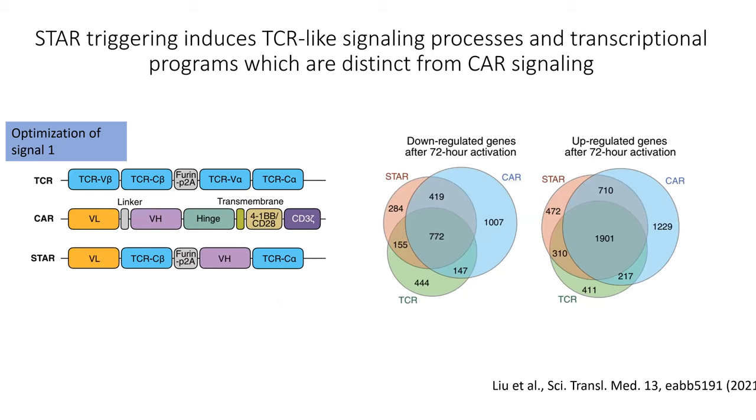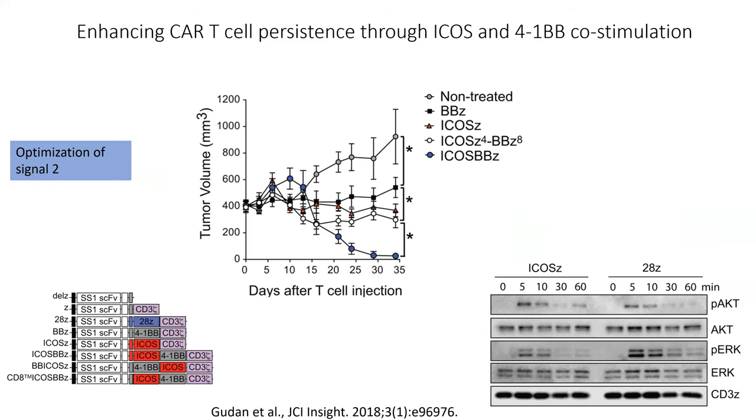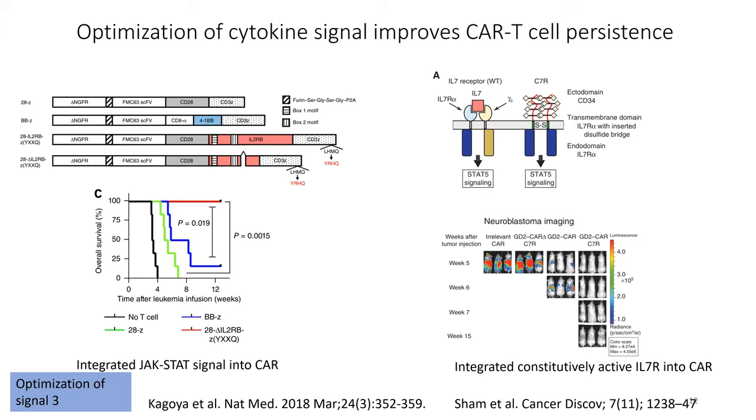And also, Dr. Xinyi's group designed a STAR receptor, by fusing the antibody fragment into the N-terminal of the TCR alpha chain and beta chain. The STAR receptor actually uses the same signal transduction as the endogenous TCR CD3 complex, and they also got improved function of the CAR T cells. This is one example about the optimization of signal one. Dr. Cardin's group used ICOS combined with 4-1BB to improve the CAR T cell activation and the persistence against the tumor cells. And this is an example about the optimization of co-stimulation.